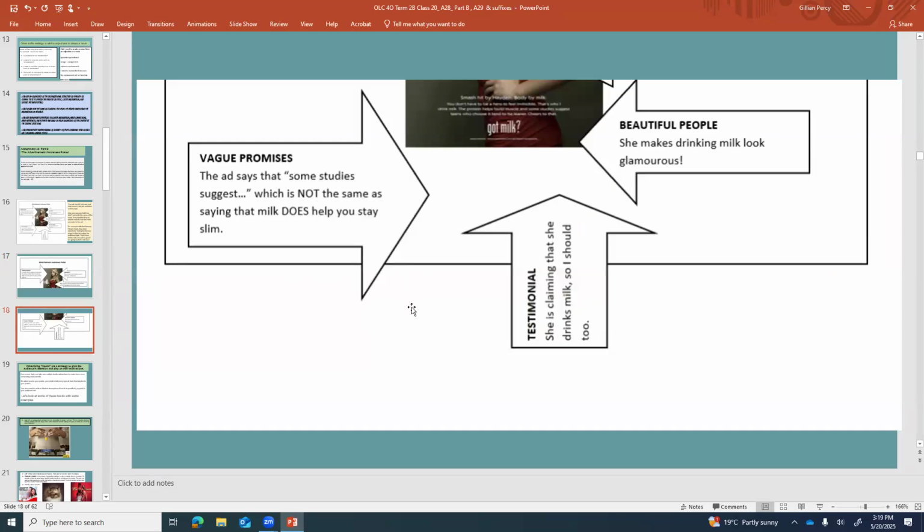And then we've got vague promises. Down here in the information, it says kind of vaguely, some studies suggest that milk helps you stay slim. That's not the same thing as saying milk definitely will help you stay slim. It's an idea, it's a possibility, but they're making it sound like it's a definite promise, right? Beautiful people, she makes drinking milk look glamorous. Sure, because she's wearing this fancy red outfit. And then testimonials. Testimonials was when somebody speaks about why this product is good. So she's claiming that she drinks milk, so I should too.